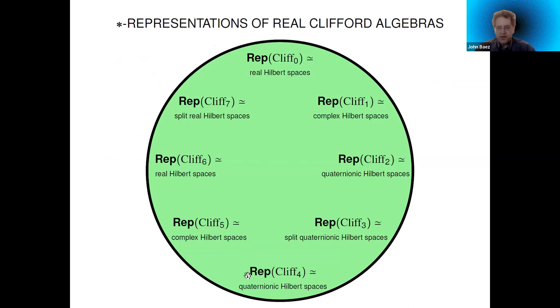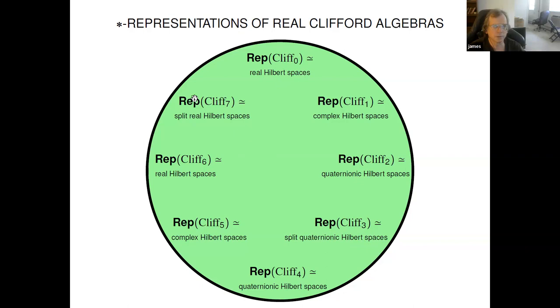And one interesting thing that I hadn't completely noticed is that as just ordinary algebras, or star algebras, we're getting some duplications here. That is, quaternionic Hilbert spaces show up twice. And complex Hilbert spaces show up twice. In fact, the whole chart has symmetry along this funny axis here.